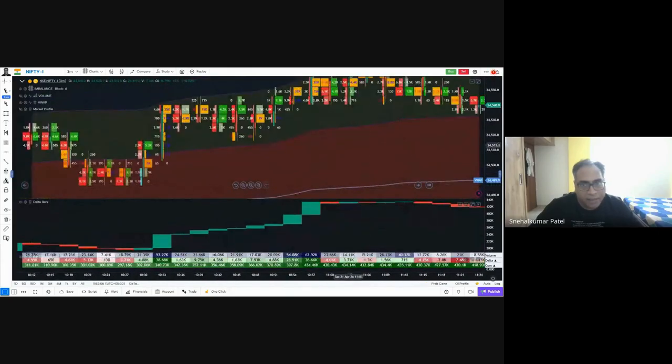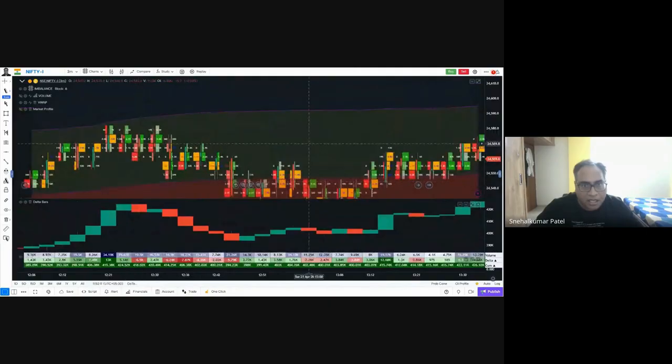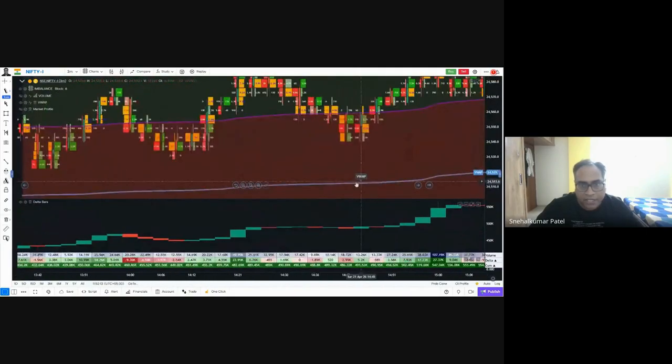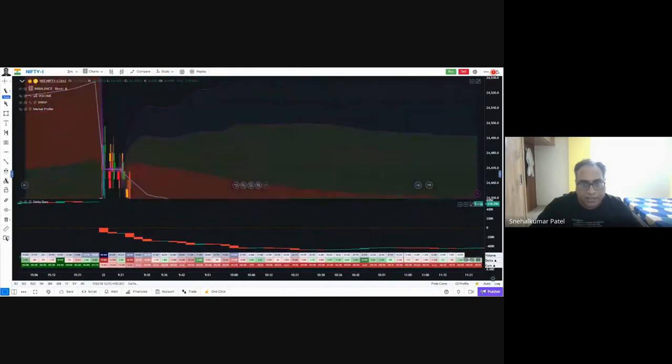Similarly, if buyers are trapped at a higher price, we will see an example of that as well. Probably not on this particular day, but some other day.